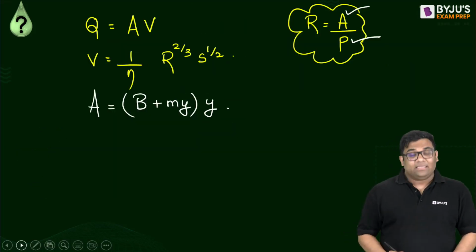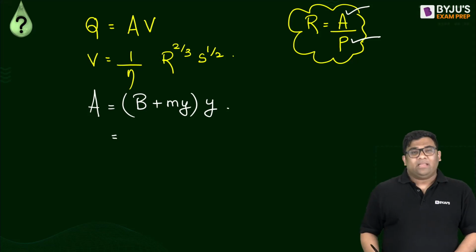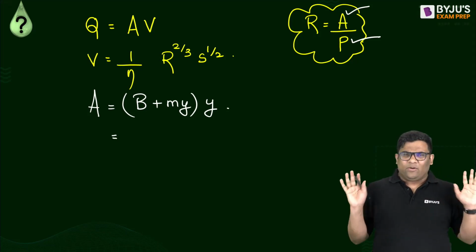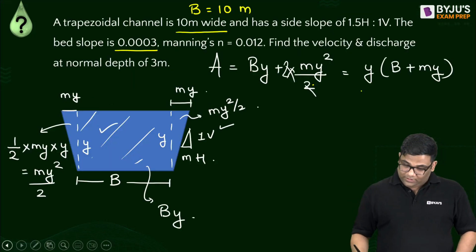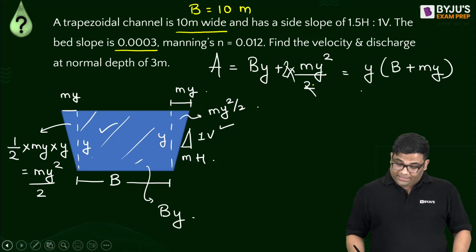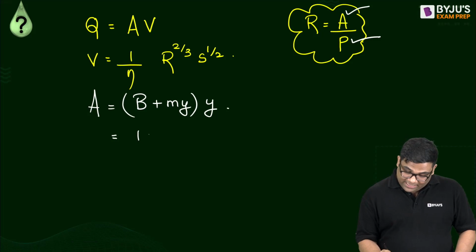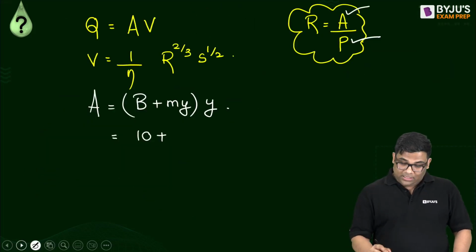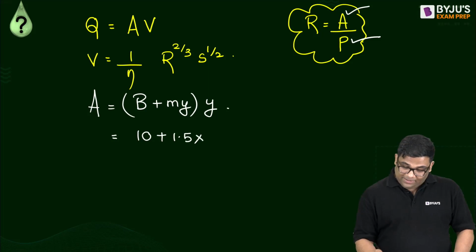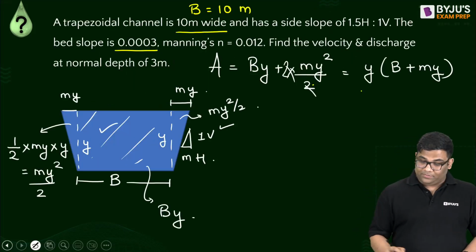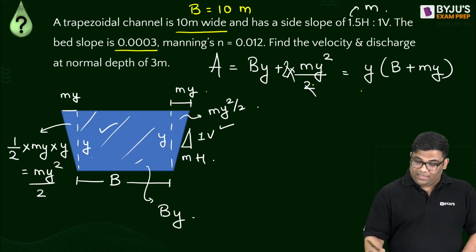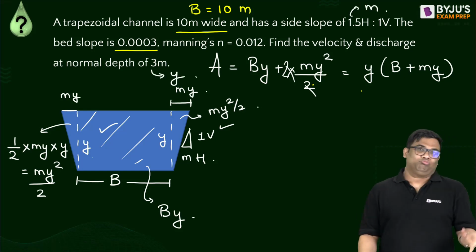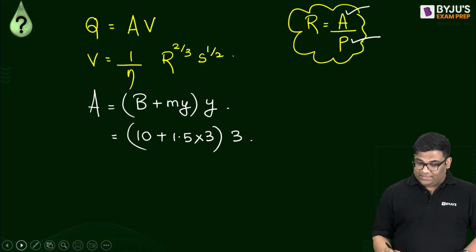So here I can apply this and find out the area, right? What will be the width? The width is given as 10 meter. The side slope is given 1.5 horizontal, so m is 1.5, and depth is given 3 meter. See the question. This is width, this is your m, and this is your y. So nicely you can find out the area.